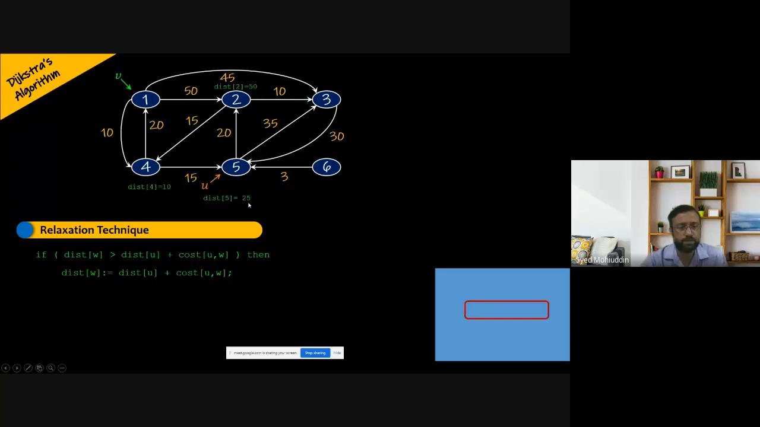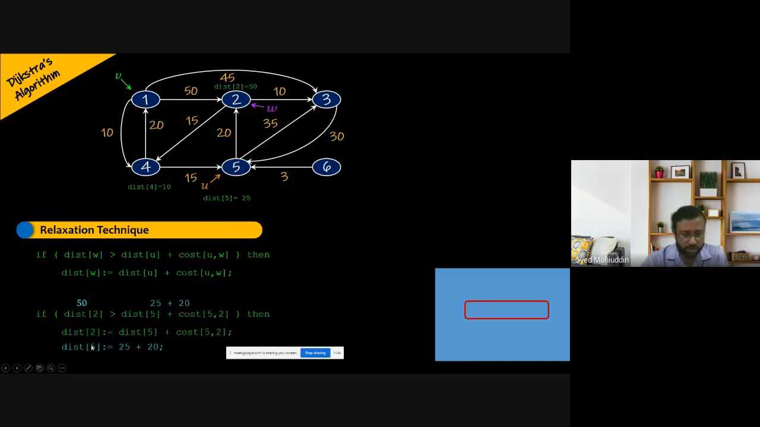We computed. So now, let us consider W as vertex 2. That is, we are trying to perform the relaxation technique on vertex W, which is vertex 2. So distance of vertex 2, currently it's 50, is greater than distance of 5, which is 25, plus cost from 5 to 2. 5 to 2 is 20. So 50 greater than 25 plus 20, which is 45. So obviously it's true. So distance of, sorry, this should have been 2 over here. So distance of 2 will be updated to 45.